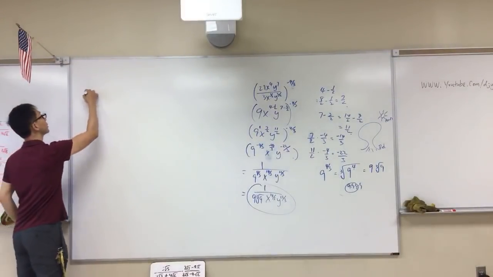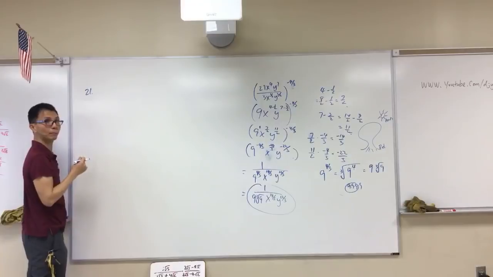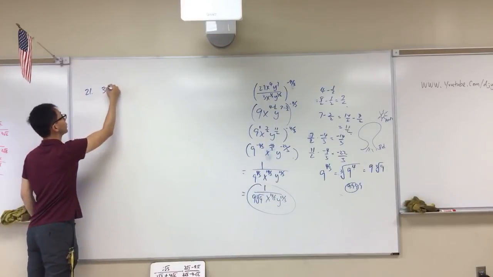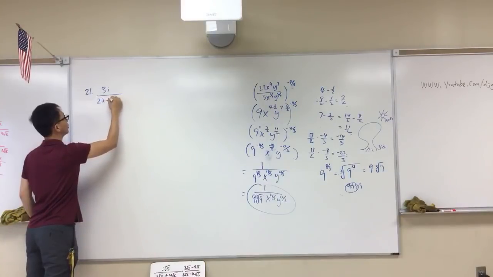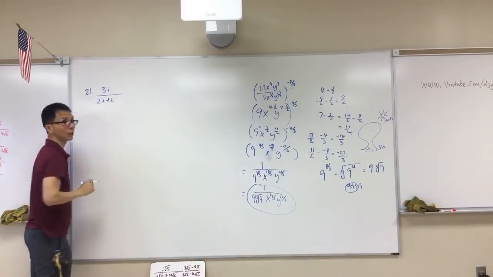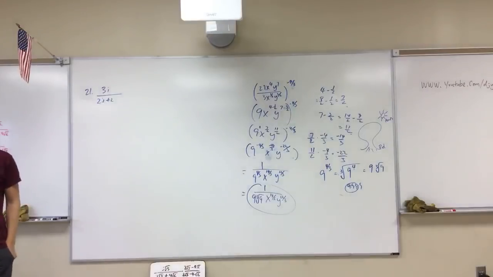Oh, we have 5 more questions. 21. So what? 3i over 2i plus 2. Times 2i, oh, never mind, that's the question. Okay, yes, Michael. When you get 7 over 2 times negative 4.